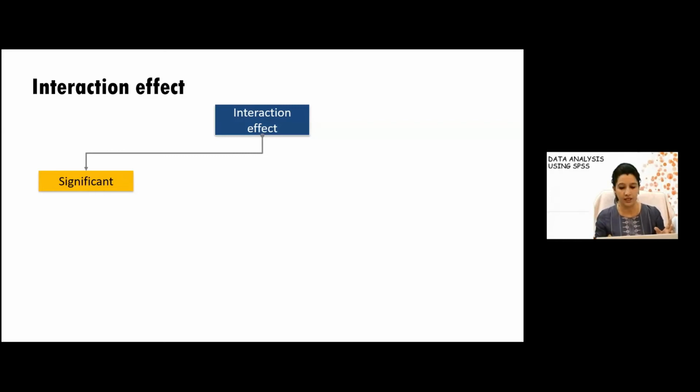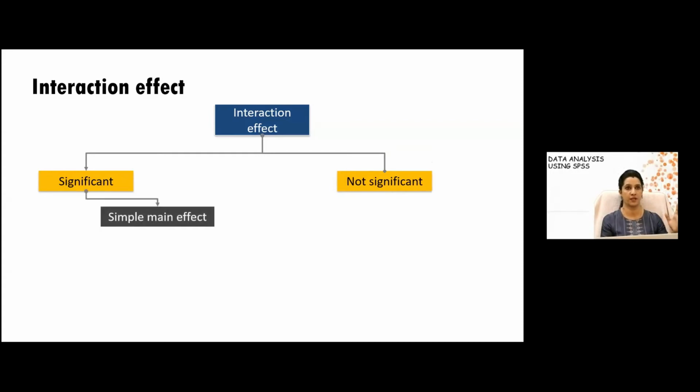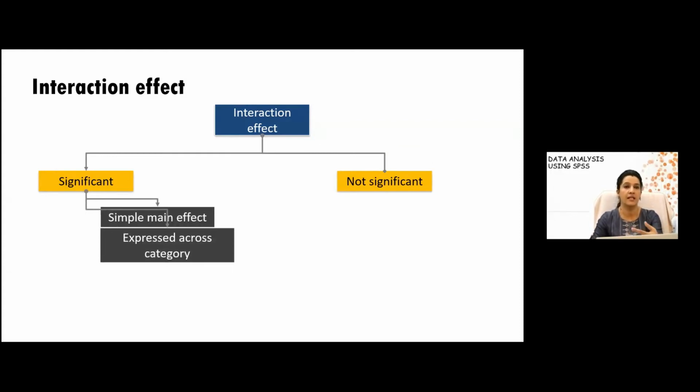So interaction effect, we are only defining in terms of its significance level. And there can be two possibilities: either it will be significant or it will be non-significant. If it is significant, then we report simple main effect. What do we understand by simple main effect? That we will see. Simple main effect is basically where we take account of the presence of the other independent variable, and it is expressed along both the categories.